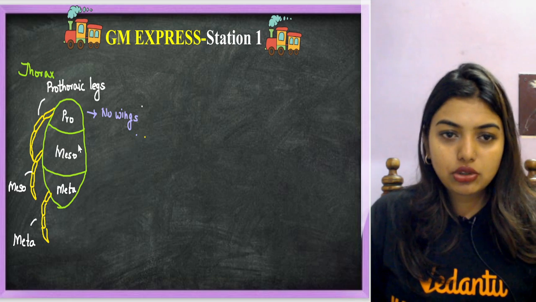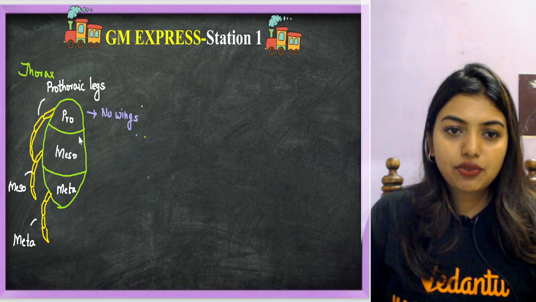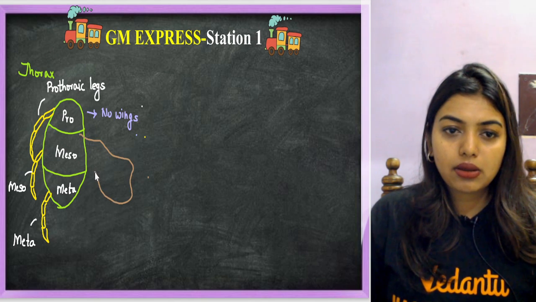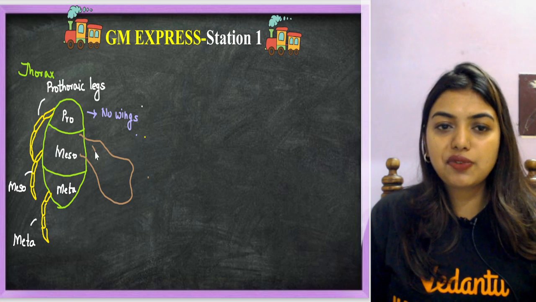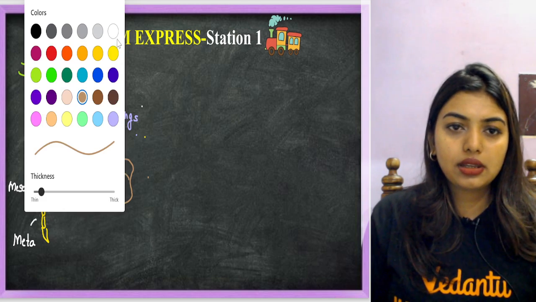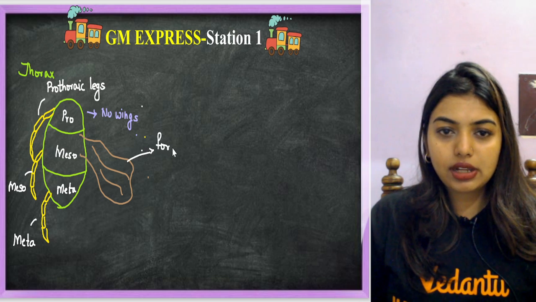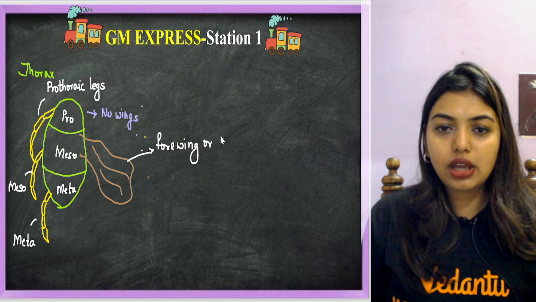Now from the mesothorax, the first wing will arise. That will usually be brown colour only. This first wing is called the forewing, or the other word is tegmina.